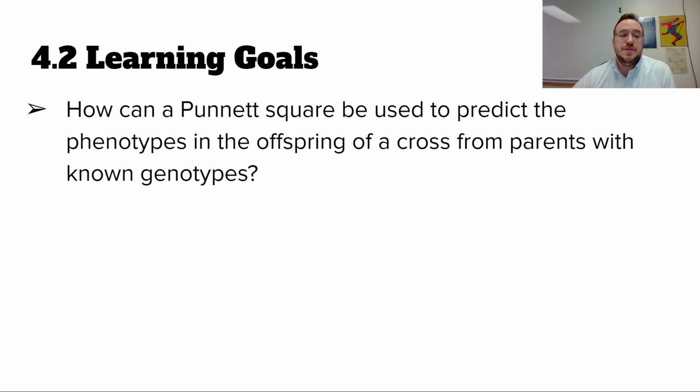Hello everyone, this is the biology content video for Unit 4, Genetics and Heredity, Section 2, and we're going to talk about Punnett squares today. We're going to answer the question of how a Punnett square can be used to predict the phenotypes in the offspring of a cross, that means a breeding or a mating, from parents with known genotypes. So we're going to be working with known genotypes for whatever we are doing the cross on, and we're going to try to predict phenotypes.